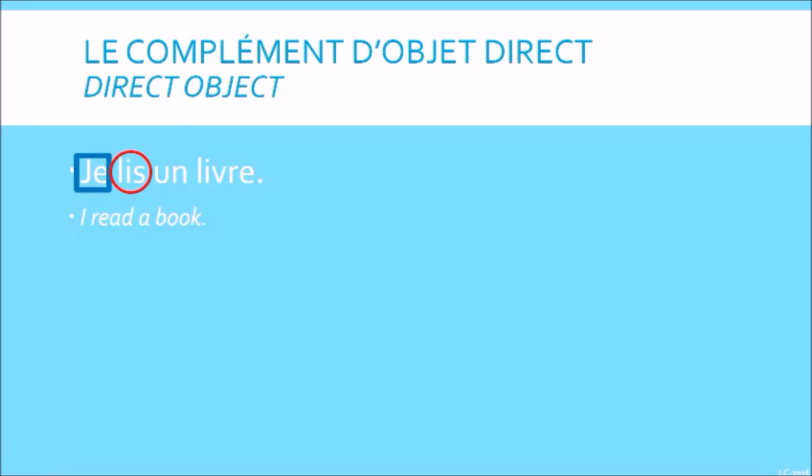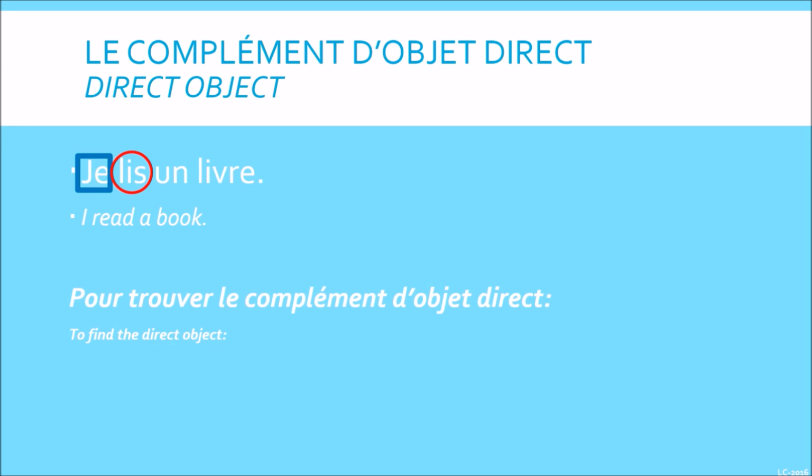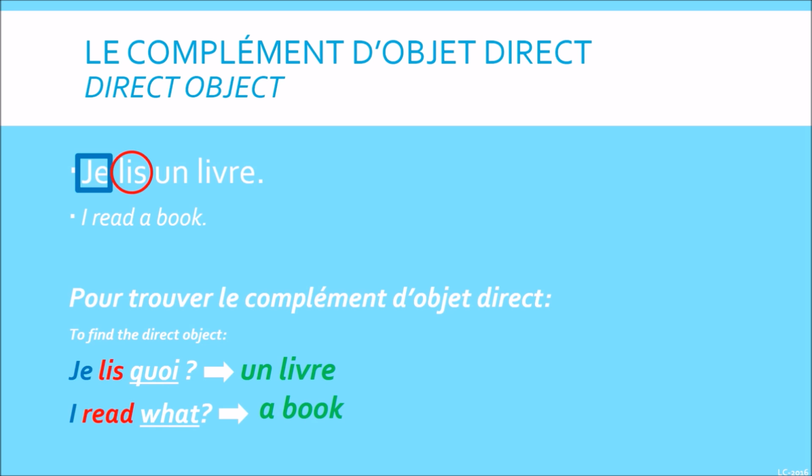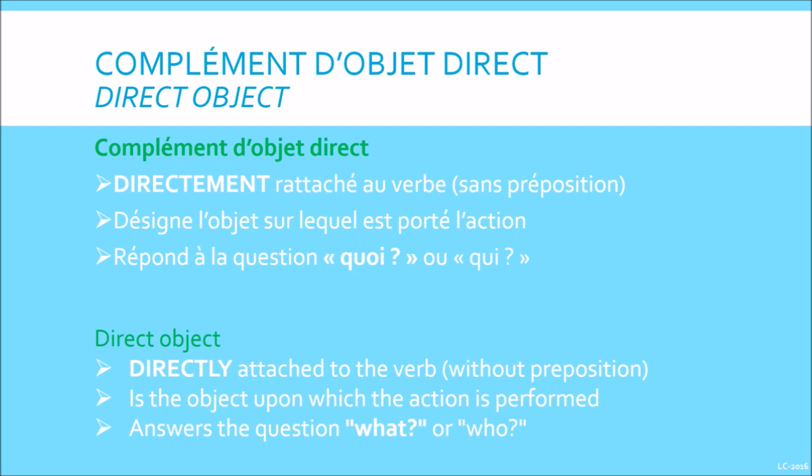Je lis un livre. As you might remember, to find the direct object, you need to ask subject plus verb plus what. In this case, I read what? Je lis quoi? Un livre. Un livre is therefore your direct object. The direct object is directly attached to the verb, hence its name. It is the object upon which the action is performed, and it answers the question what or who.